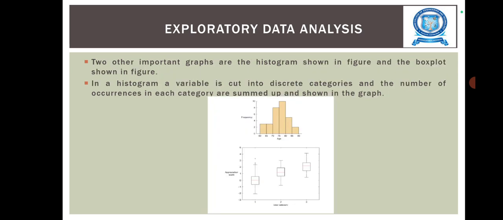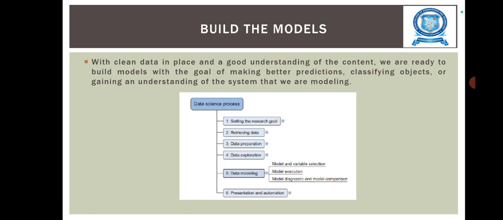Two other important graphs are the histogram and the box plot, as shown in this figure. In a histogram, a variable is cut into discrete categories and the number of occurrences in each category is summed up and shown in the graph.